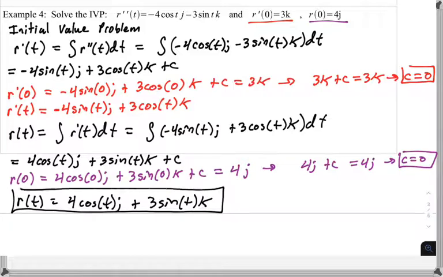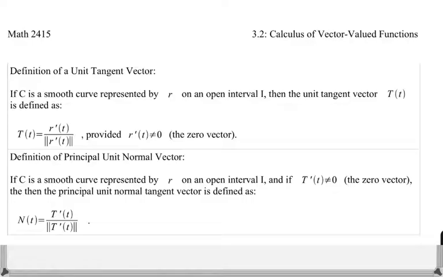Okay, we've got one other topic to look at in this section. I'll fix some typos in the notes there, so I'm going to erase some unnecessary words.